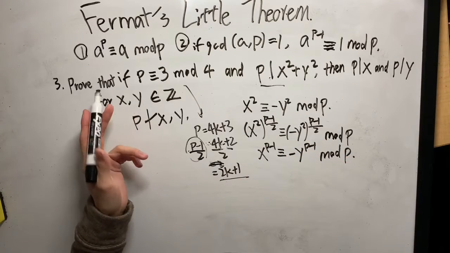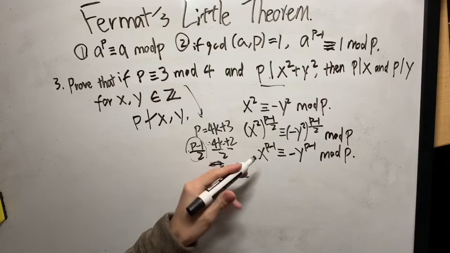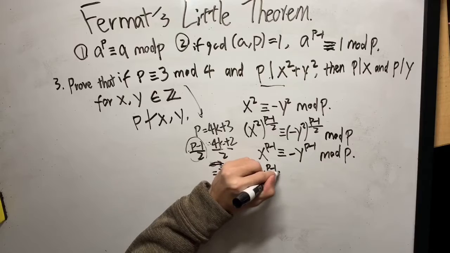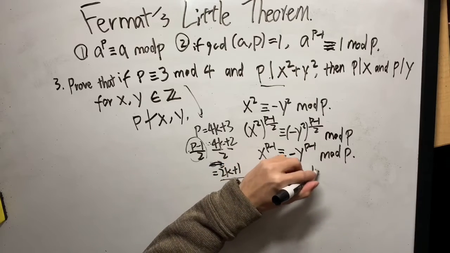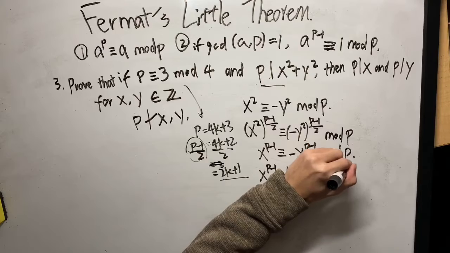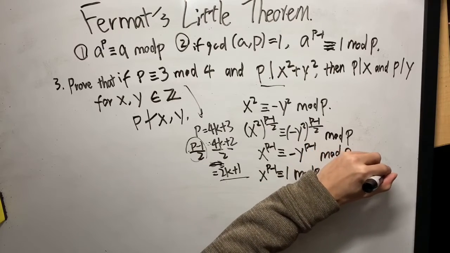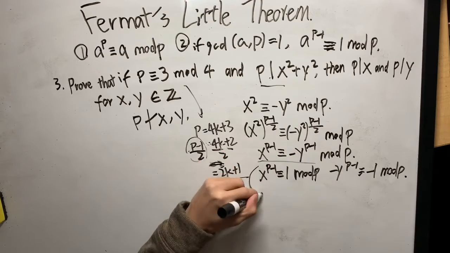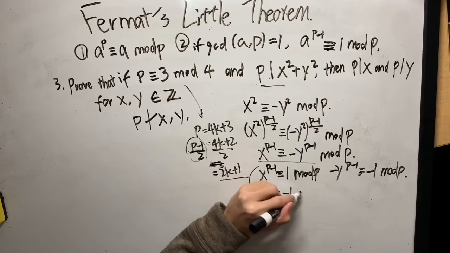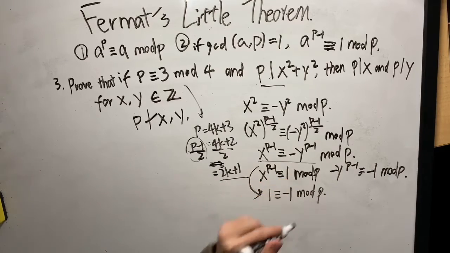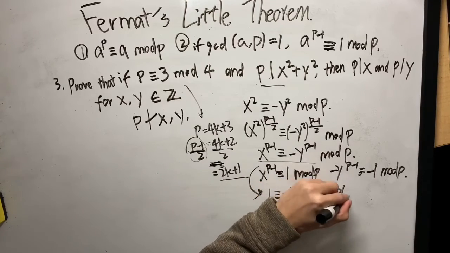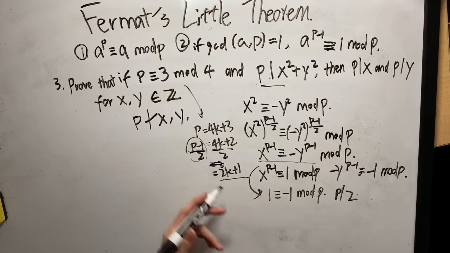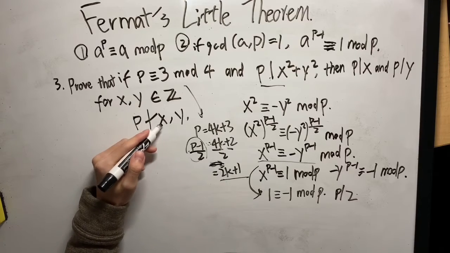However, from Fermat's little theorem, when x and p are relatively prime, then x to the p minus 1 is congruent to 1 mod p, and negative y to the p minus 1 is congruent to negative 1 mod p. Thus, this has changed into 1 is congruent to negative 1 mod p, which means that p divides 2, and this cannot happen. So this is a contradiction. Thus, p must divide x or y.